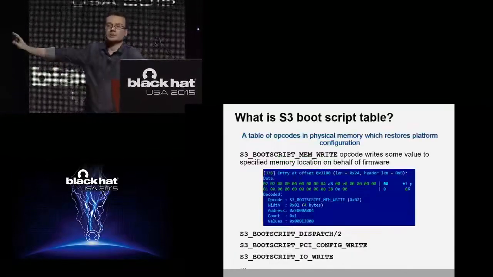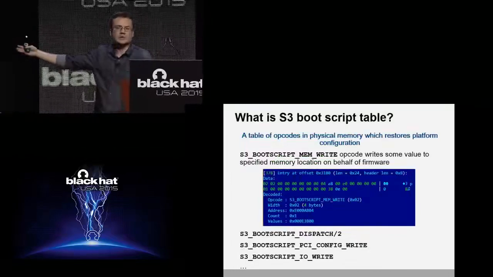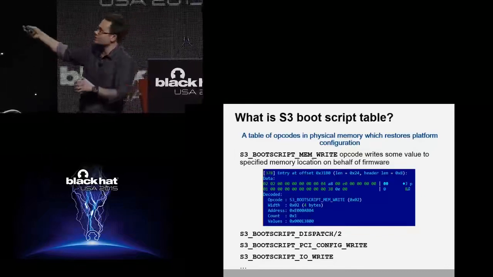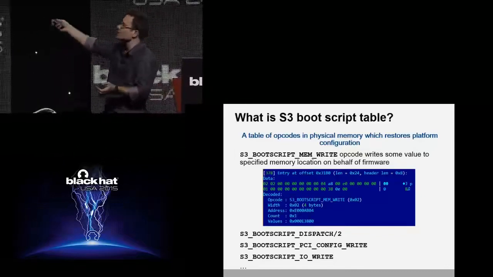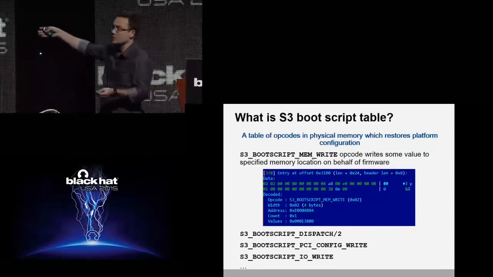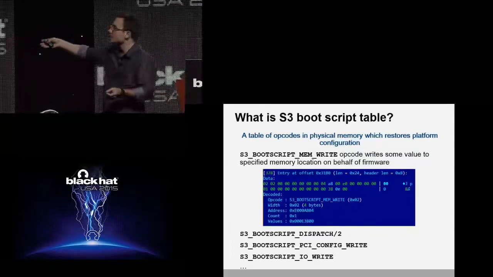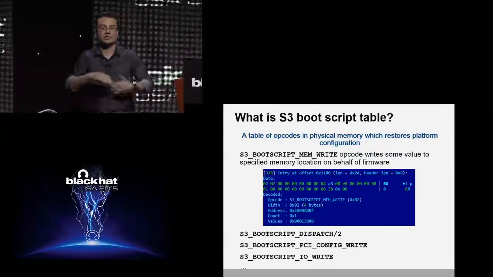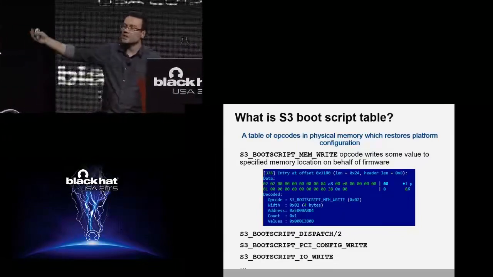So this is what this table contains. It's just a sequence of opcodes, the opcodes that restore configuration. Some of the opcodes restore memory mapped IO registers, like in the screenshot. Some of them restore PCI configuration registers. Some of them restore IO ports. Some of them are needed to do more complex actions, so they just jump to arbitrary code, the dispatch opcodes.